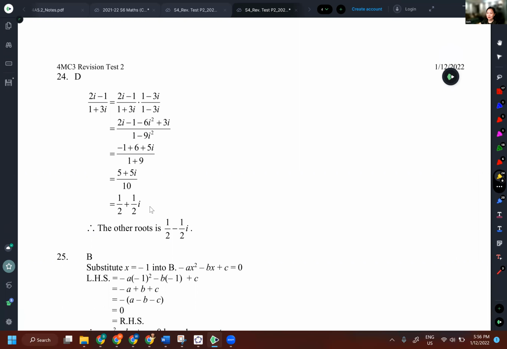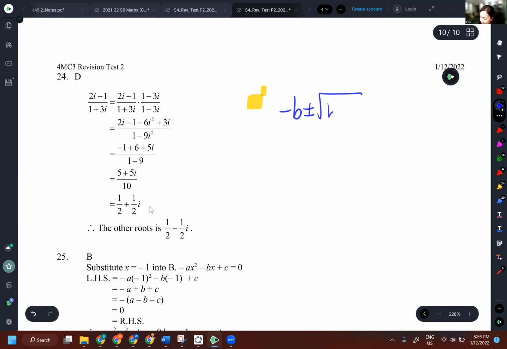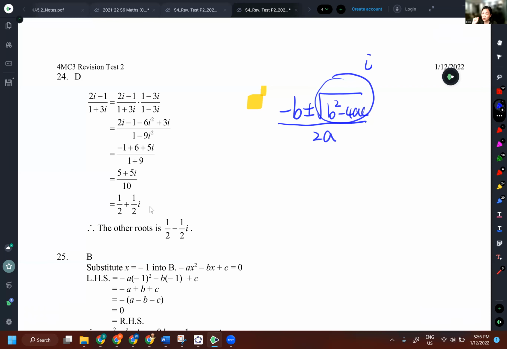I think you should know that, it's not said in the textbook, but according to -b plus or minus the square root of b squared minus 4ac, divided by 2a, only this part can give you an i. Sometimes. Because this part, if it's negative, it will give you an i. Right? And then it's plus or minus. So no matter what a, b, c are, in this question, you don't go for a, b, c. You just know that no matter what a, b, c are, if you have one root that is 1 plus i, the other root must be 1 minus i, because that's what it is.